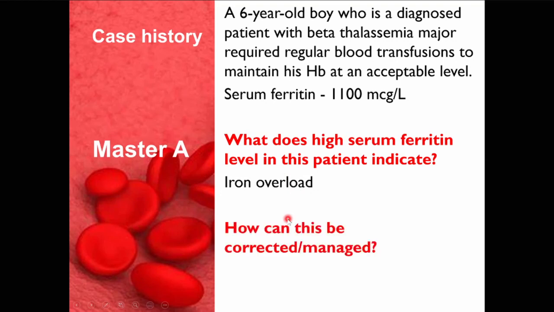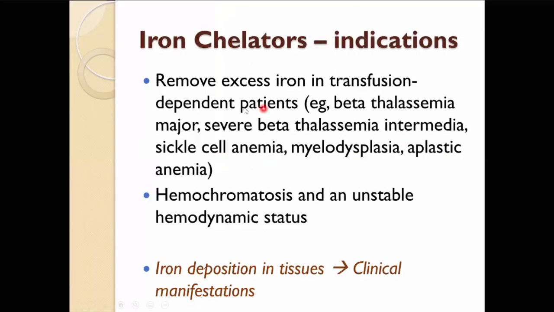So how do we correct it? We give iron chelation therapy. So iron chelators are used to remove excess iron. In patients who are transfusion dependent, for example, people who need recurrent transfusions, their red cells are destroyed much more quickly than in normal adults, so they need recurrent transfusion. The red cells are destroyed, the iron gets deposited in the body. So over time, they develop iron overload.